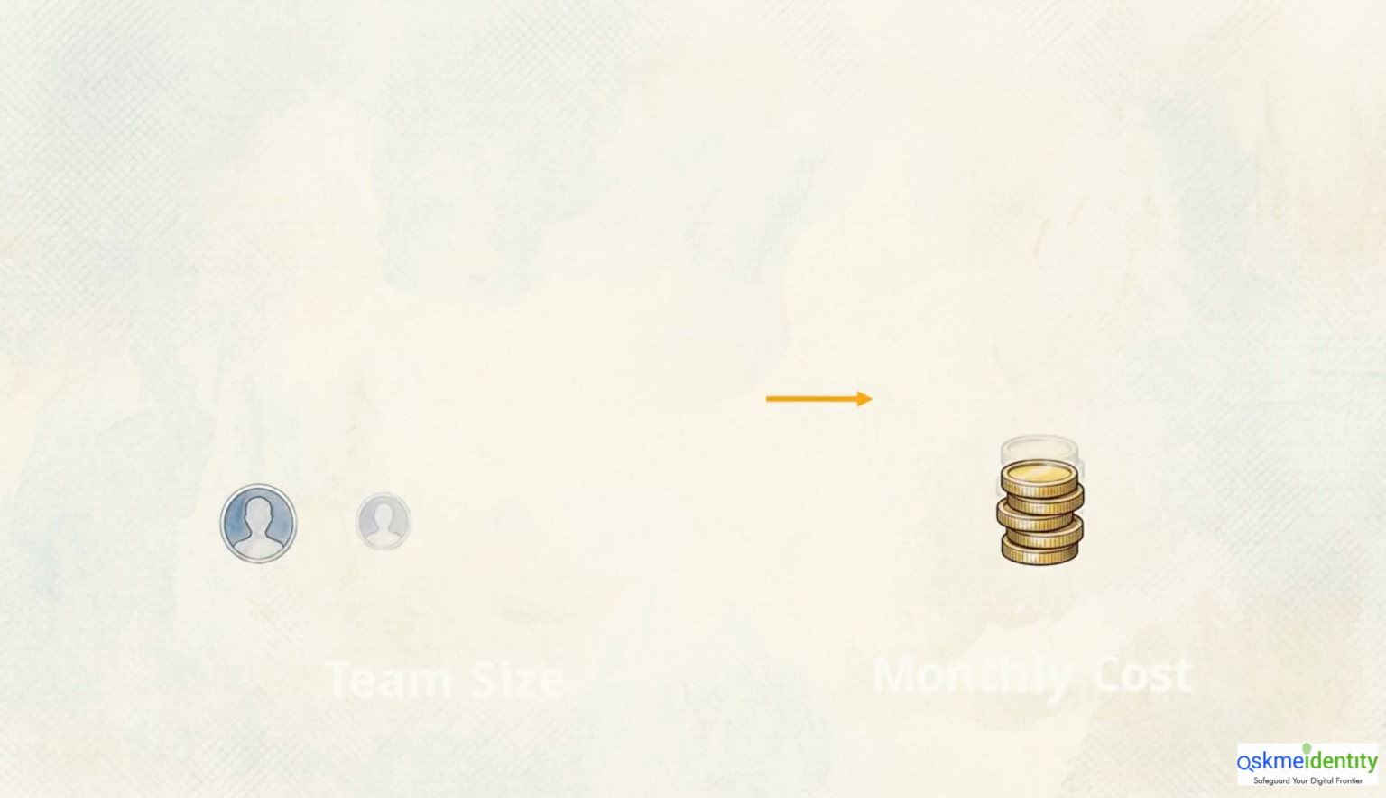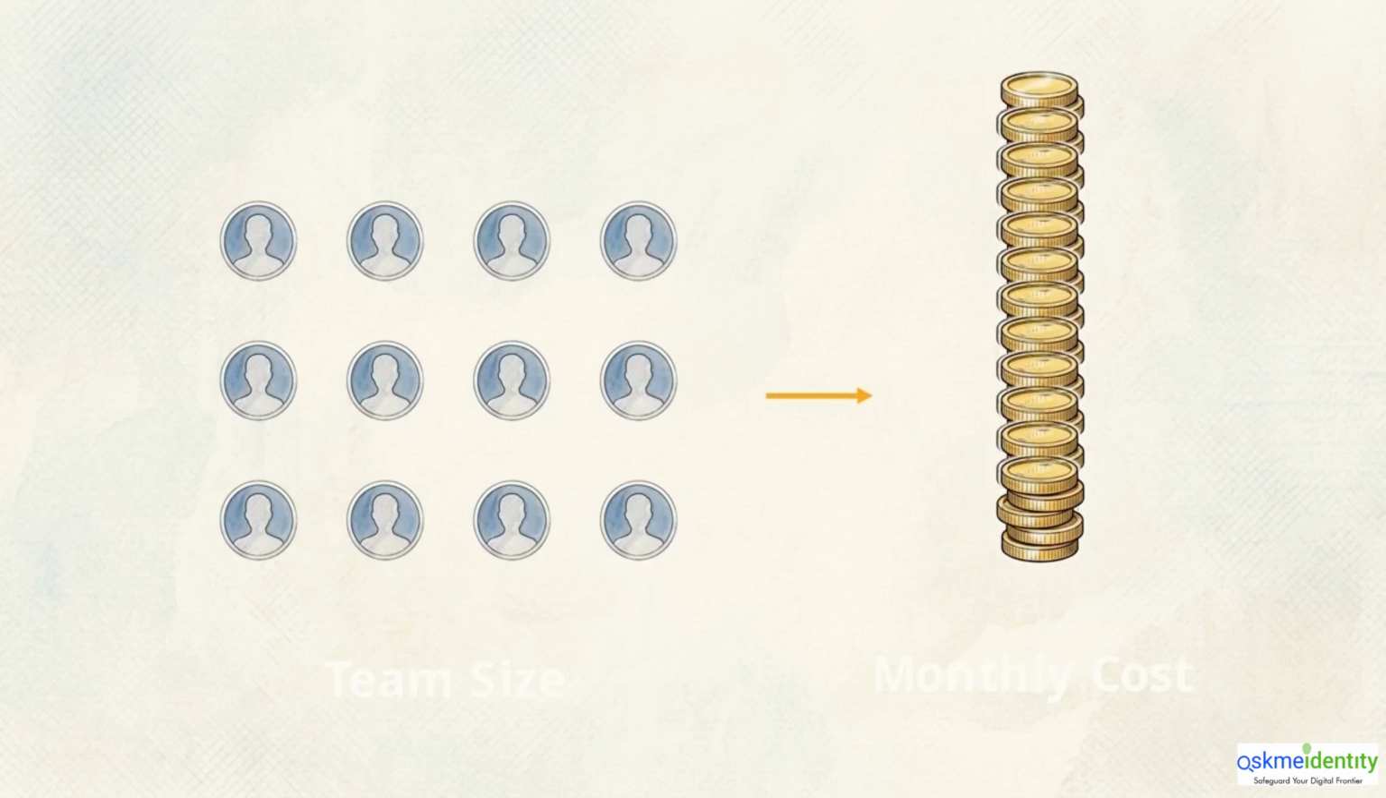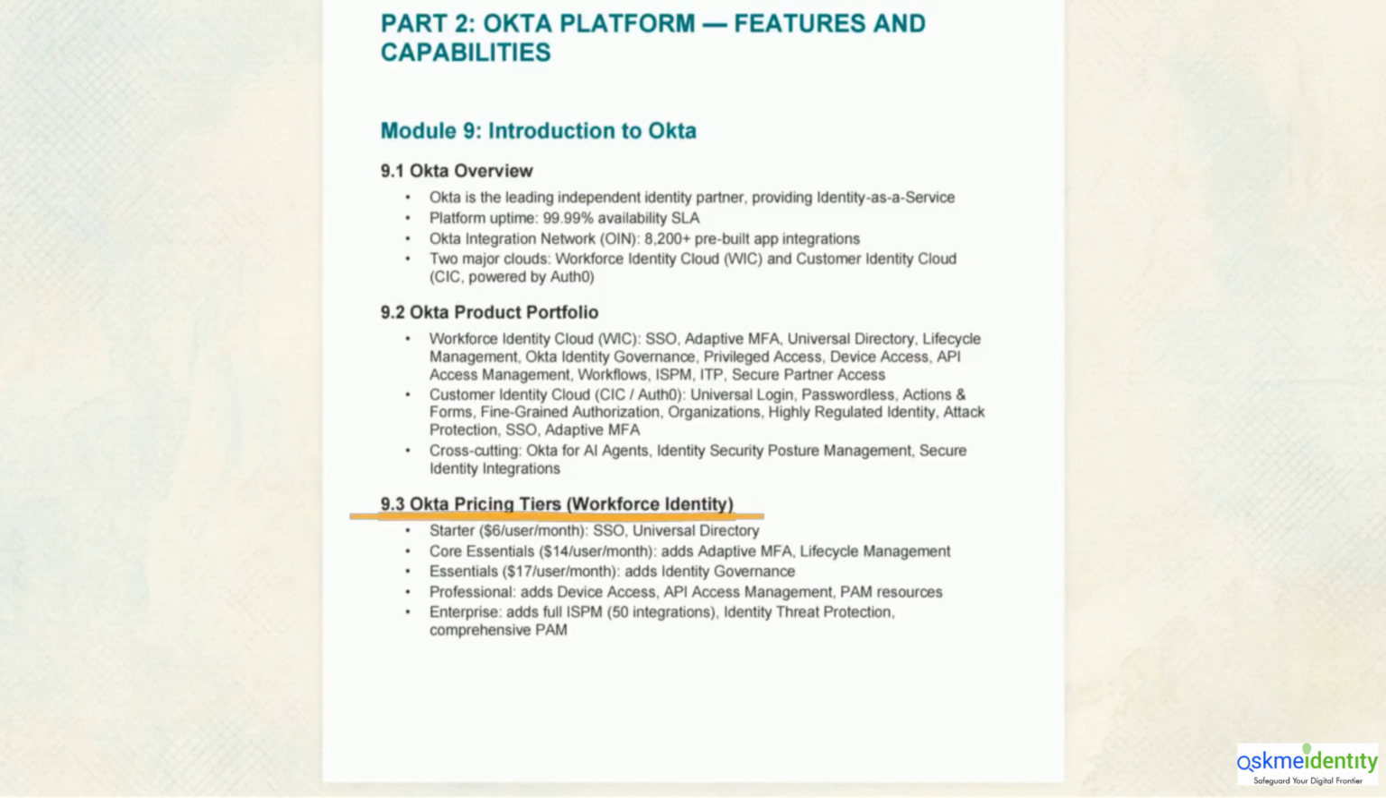You're charged per user, per month, so costs only grow as your team does. This section outlines the pricing tiers for the Workforce Identity product. The starter tier costs $6 a month per user and covers the foundational elements, single sign-on and the universal directory.